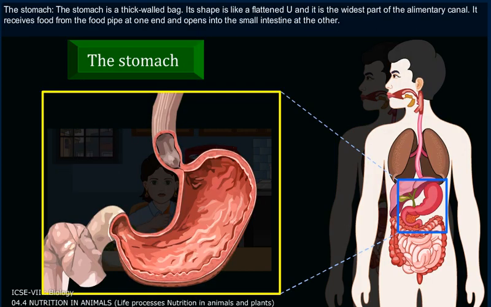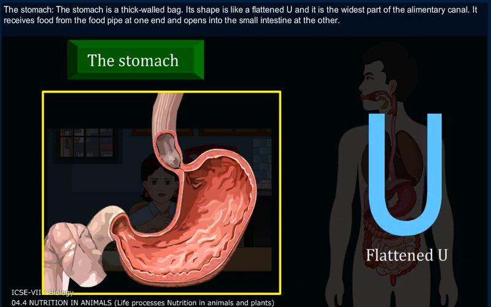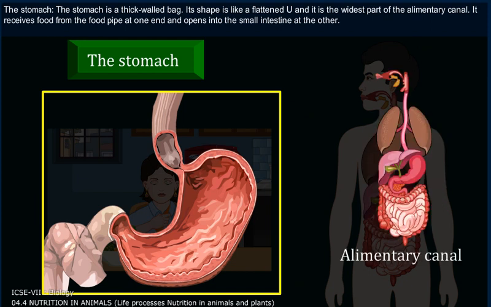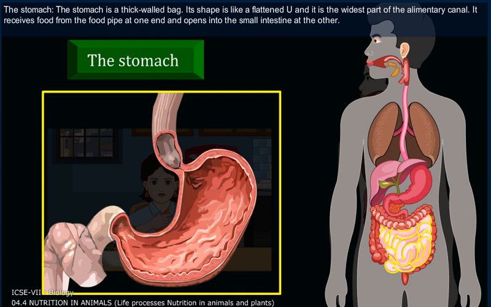The stomach. The stomach is a thick-walled bag. Its shape is like a flattened U and it is the widest part of the alimentary canal. It receives food from the food pipe at one end and opens into the small intestine at the other.